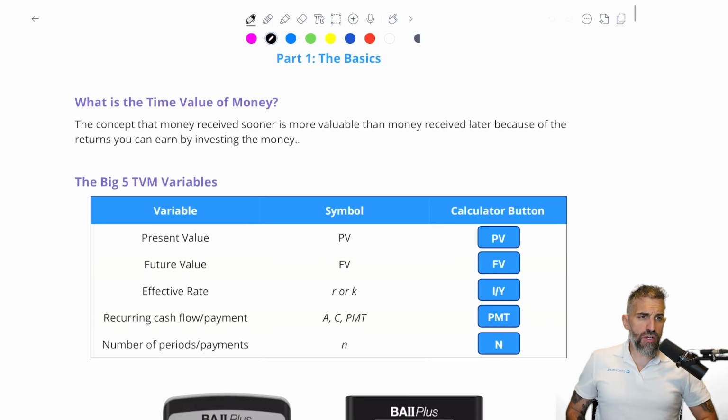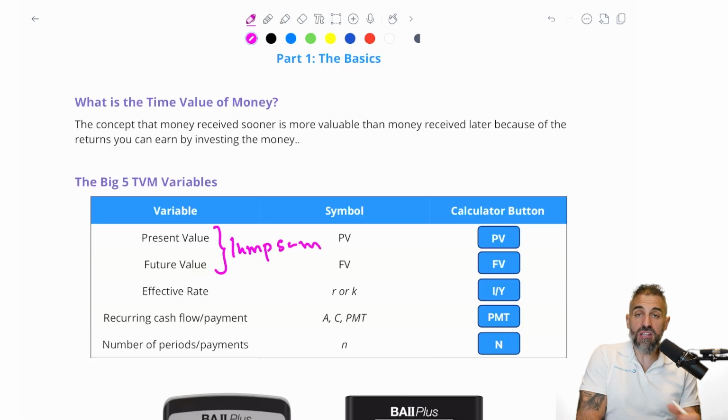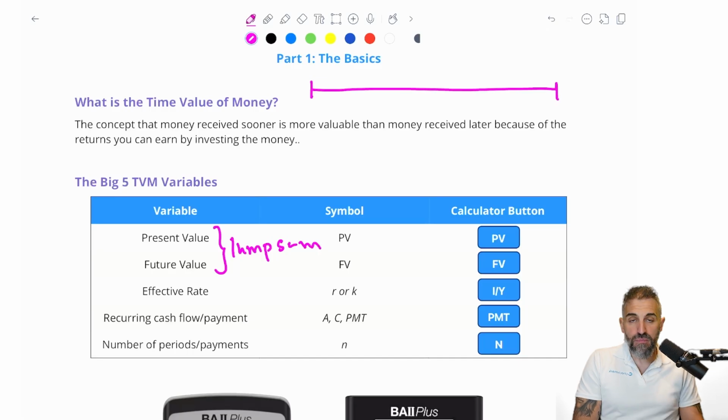The majority of the work in this chapter revolves around these 5 variables. So let's just talk about them for a second. Present value and future value, these are both lump sums. Okay, let's start with that. A lump sum is a single amount at a point in time. Now, the difference between them is just what point in time. When you look at a timeline, the beginning of the timeline is the present value, and the end of the timeline is the future value.